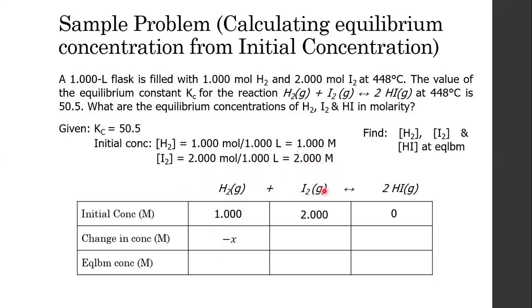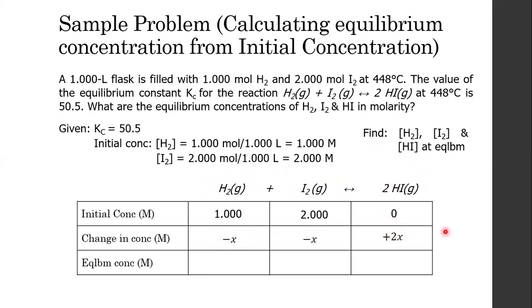We do the same for I2. Okay, so we also use negative since it's a reactant. And you have x since its coefficient is 1. For the product will be formed, right? So we'll use positive sign. And then since you have a coefficient of 2 here, we'll also use this coefficient 2 here.